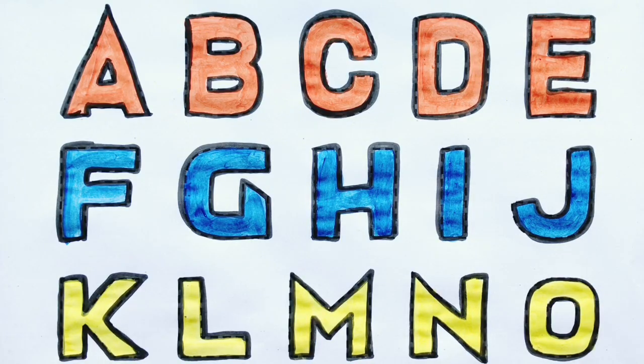1, 2, 3, let's repeat and learn. Uppercase letter A, B, C, D, E, F, G, H, I, J, K, L, M, N, O.